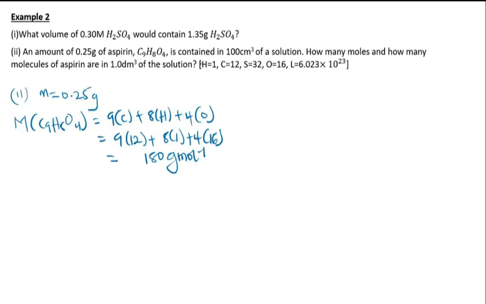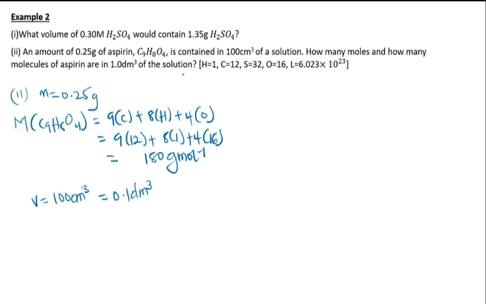So it contained 100 cm cube of solution. So our volume is 100 cm cube, which is equivalent to 0.1 dm cube. So we have been told to find how many moles and how many molecules of aspirin are in 1 dm cube of solution.